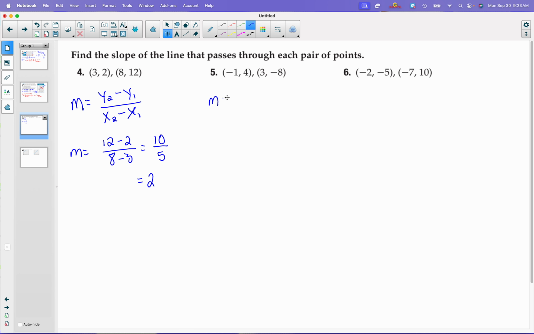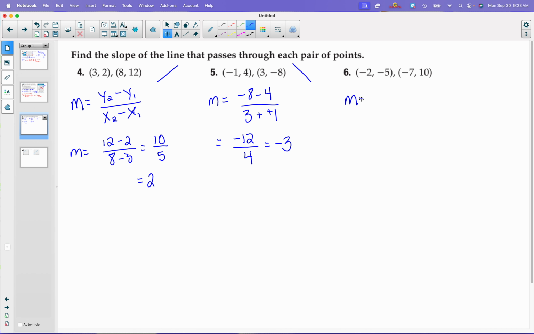For the next one, I already wrote the formula down. I'm not going to do that again. I get negative 8 minus 4 over 3 minus negative 1. Be really careful with your negatives. So I'm going to change this to adding the opposite in the denominator. Negative 8 minus 4 is negative 12 over a positive 4, so my slope is negative 3. By the way, if I drew a line through these 2 points, it would be going down from left to right. If I drew a line through these 2 points in number 4, it would be going up from left to right. So the slope tells us that.